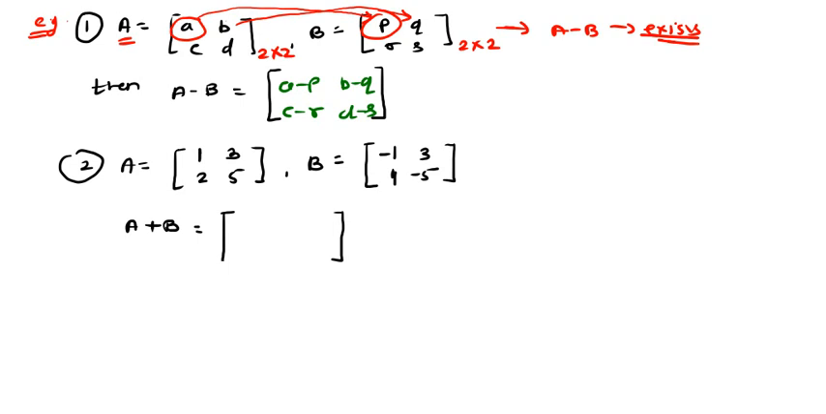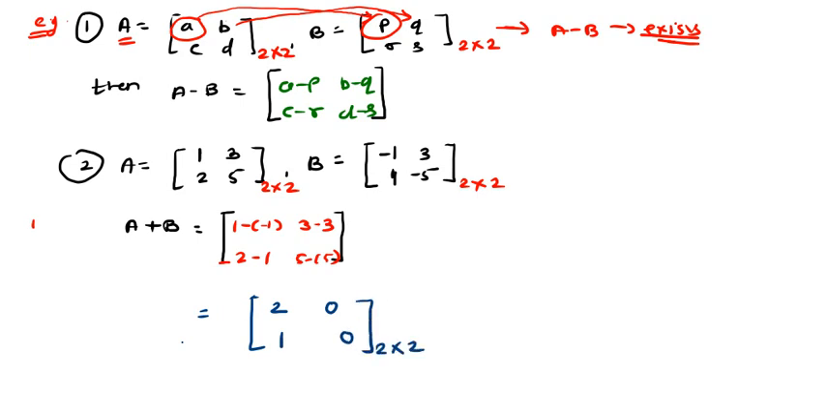Okay, we will see in the next example. This is the matrix A of order 2 by 2 and this is the matrix B of order 2 by 2. Then what will be the subtraction? The corresponding elements will get subtracted. So this will be 1 minus minus 1, this will be 3 minus 3, this will be 2 minus 1 and this will be 5 minus 5. So finally we get 1 minus minus 1 which is 2, then 0, then 1 and 0, and whatever matrix we get will also be of the same order.